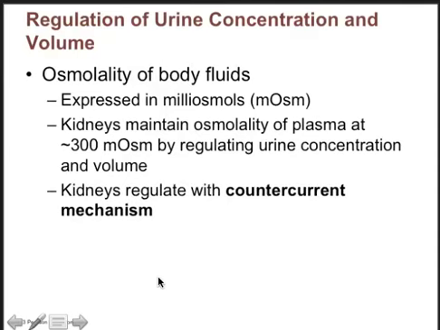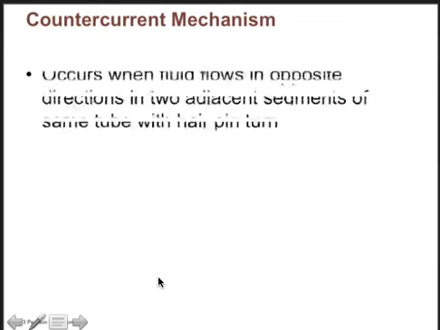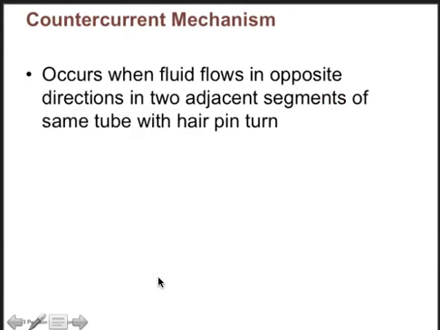The kidneys regulate this with countercurrent mechanisms, and the countercurrent mechanism simply details the fact that in the nephron, the movement of the filtrate and the movement of the blood that surrounds it are generally in opposite directions. And what that does is it increases the efficiency with which we either secrete compounds into the filtrate or reabsorb compounds out of the filtrate. This occurs when fluid flows in opposite direction in two adjacent segments of the same tube within the hairpin turn.